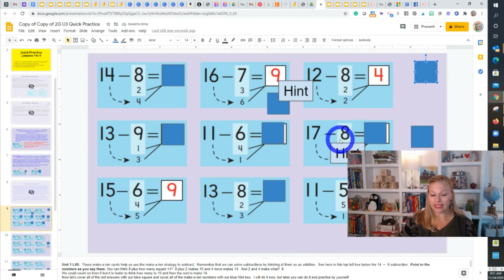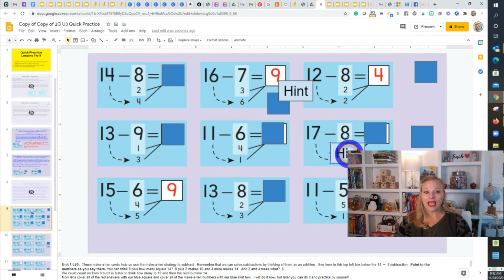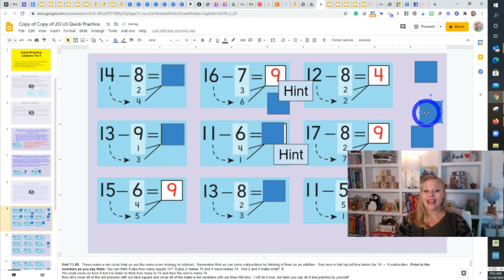Boys and girls, let's try again. 17 minus 8. How many go with 8 to make a 10? Think about it. Class, 2. How many would we add to 10 to get to 17? Class, 7. 7 and 2 make 9. Let's say it together. 8 and 2 make a 10. Add 7 more, get 17. Altogether, we added 9. So that's how I would probably work through it.